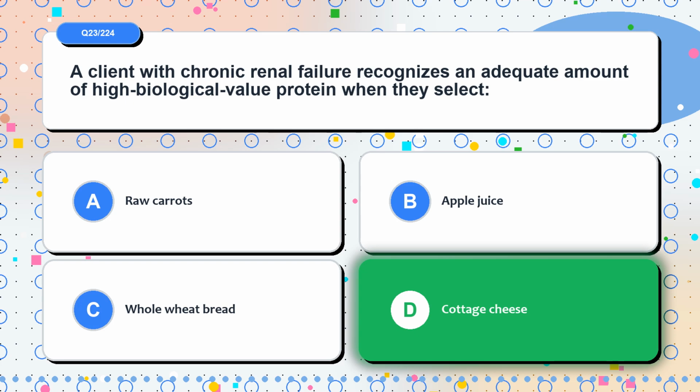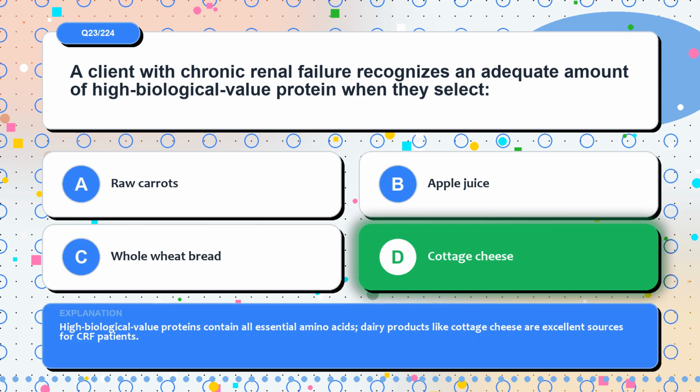The correct answer is option D, cottage cheese. High biological value proteins contain all essential amino acids. Dairy products like cottage cheese are excellent sources for CRF patients.